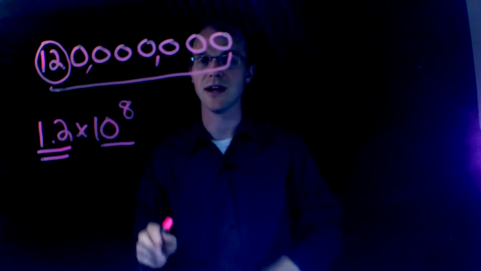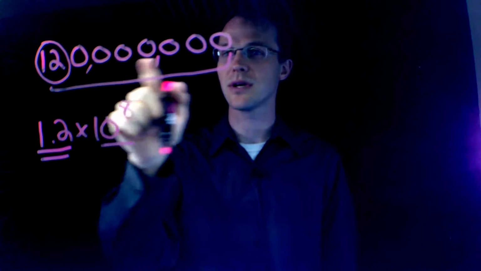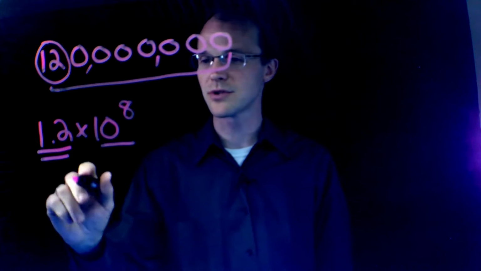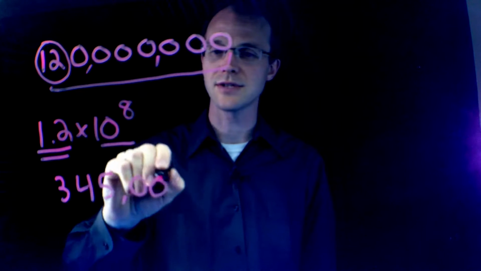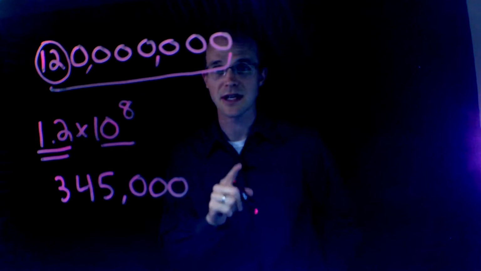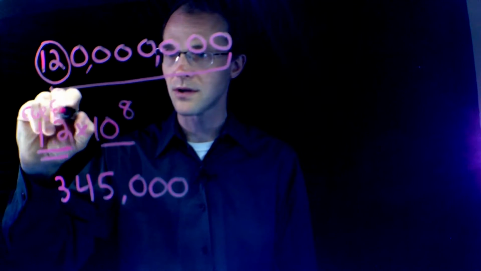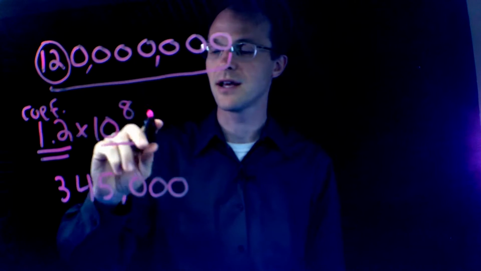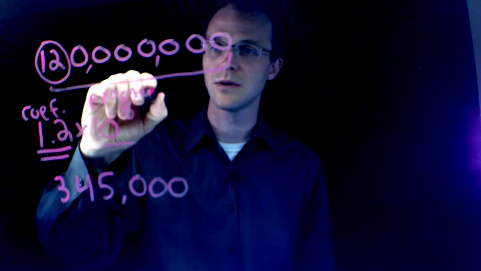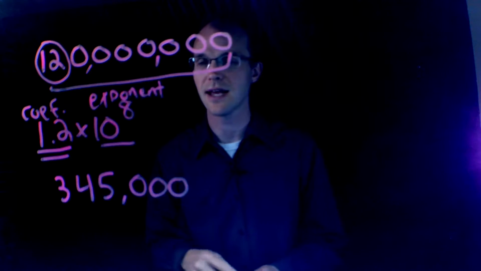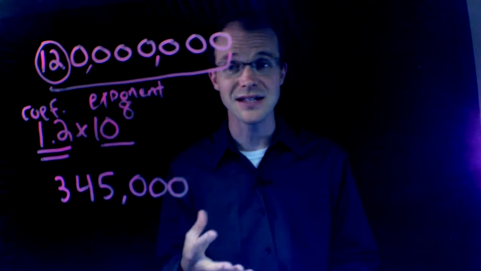So how did we go about doing that? Well, if you want to take a big number and write it in scientific notation, you're going to take whatever number, so let's do another one here, 345,000. Okay? There are two parts of scientific notation. There's what's called the coefficient. I don't have enough space, so I'm just going to write coefficient there as an abbreviation. And there's what's called the exponent. Right? And that's what we have, the 10 to the 8th there. So again, the coefficient tells us the number we measured. The exponent tells us how big is that number.